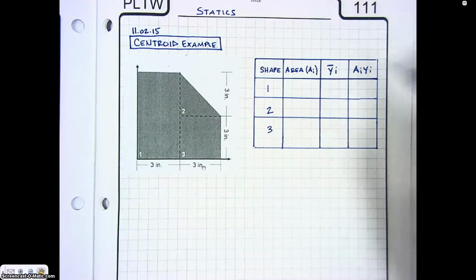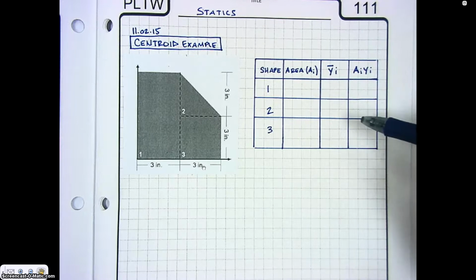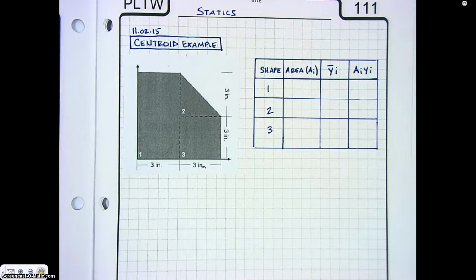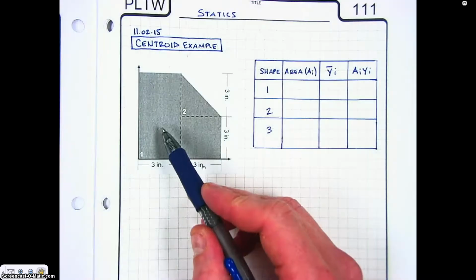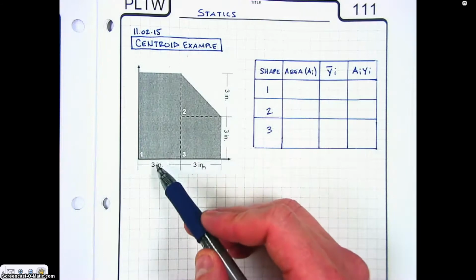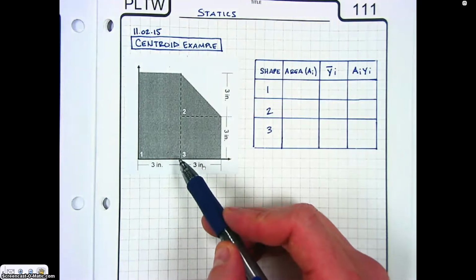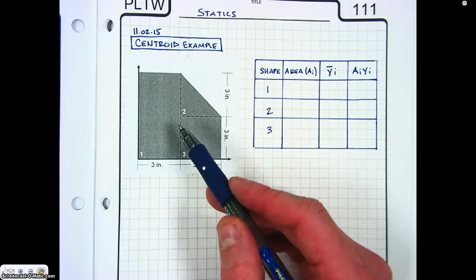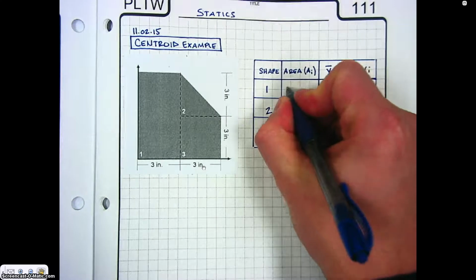All right. And so one thing you're going to want to make sure you do is get a chart like this done, and we're going to use this chart to help us do the calculation. And so the first thing that I want to do is find the area of shape number 1. And so shape number 1 is right here. Kind of the width of that shape is 3 inches and the height is 6 inches.